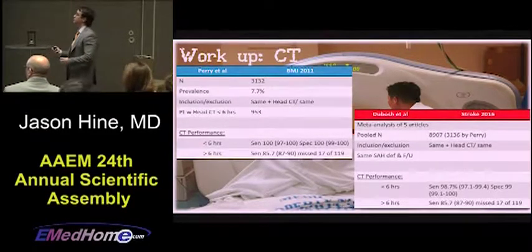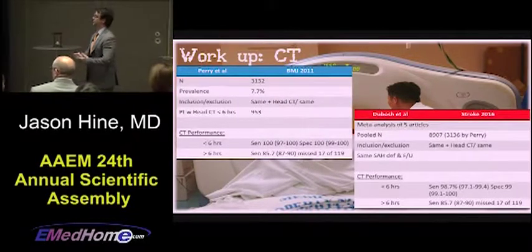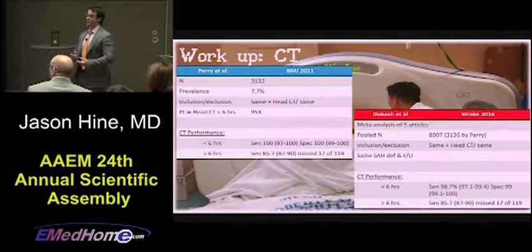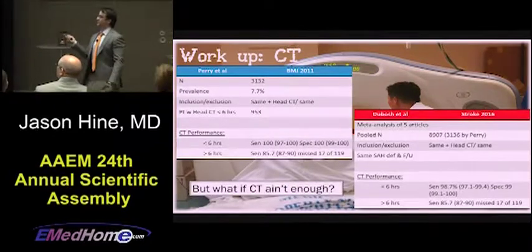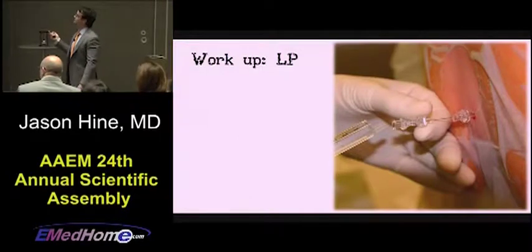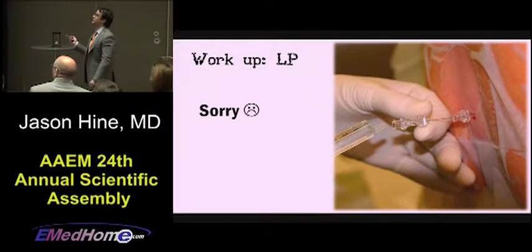So from this, many people, myself included, would consider a 3rd generation or newer head CT, with the indication of sudden onset headache or rule out subarachnoid hemorrhage, read by an appropriate radiologist, to be a rule-out test. But then you have to ask yourself, what if a CT ain't enough? What if you read this, you don't believe it, or more likely, you're past time? So sorry to everybody who's here hoping that I say you don't have to do LPs.